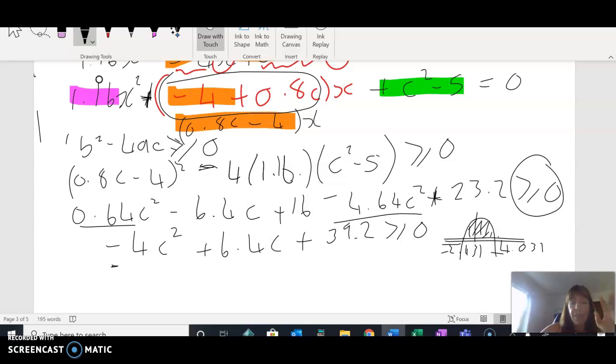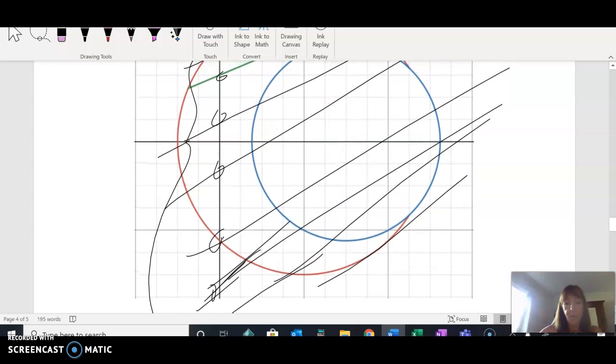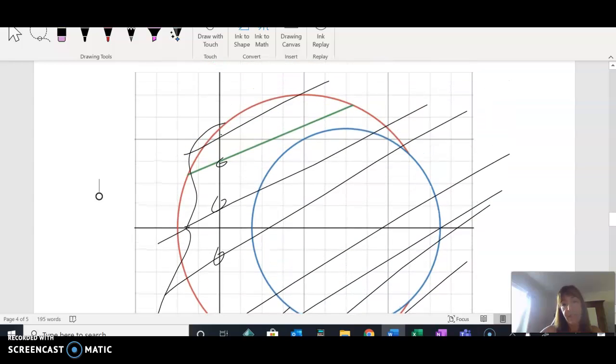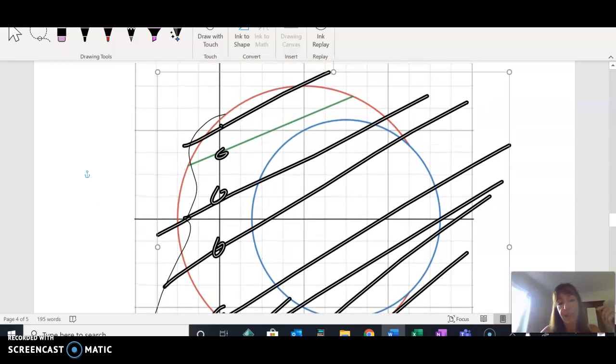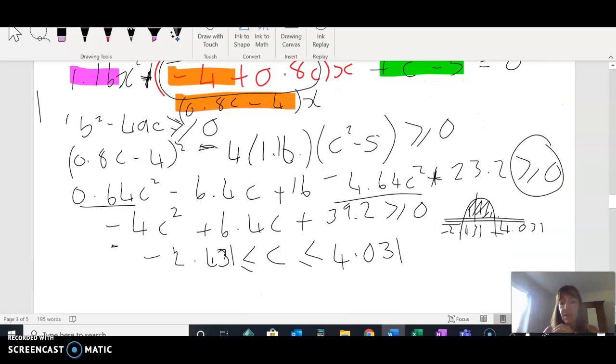So I can tell that any value between negative 2.431 less than or equal to c less than or equal to 4.031 is going to give me a value on my y-axis. That kind of makes sense if I look at that. If they were saying that was 1.5, I don't actually know if this was an accurate diagram that they gave us, but there is my showing that I have found all the errors.